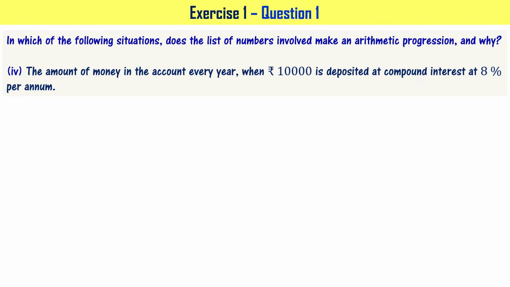The next one is the amount of money in the account every year, when 10,000 rupees is deposited at the compound interest of 8% per annum. You look at this. The list you are going to write is the amount of money in the account every year. Okay. So initially you have deposited 10,000 rupees and the interest accumulated is compound interest, 8% per annum. What does it mean by compound interest? The interest accumulated at the end of the year is going to be added to the principal amount, right?